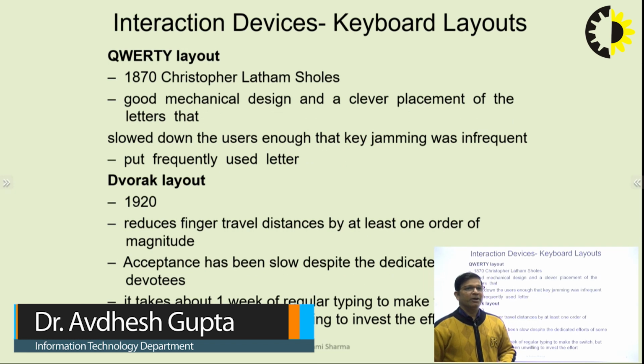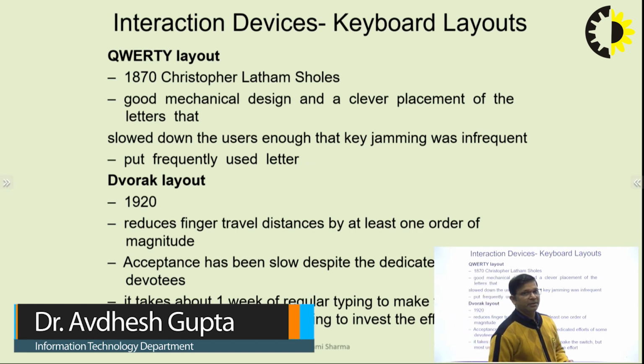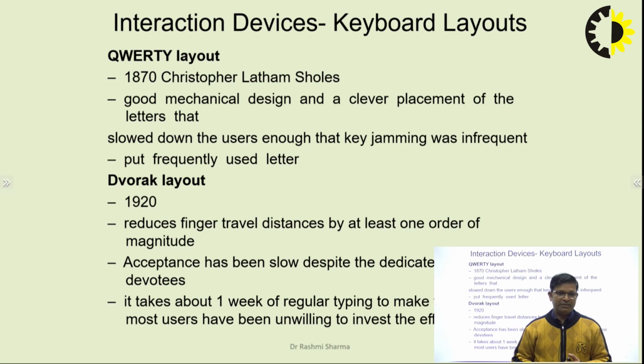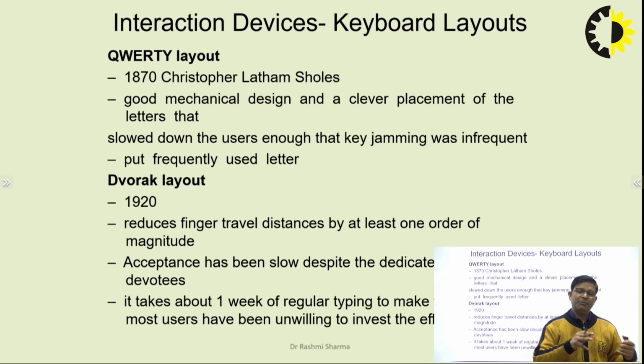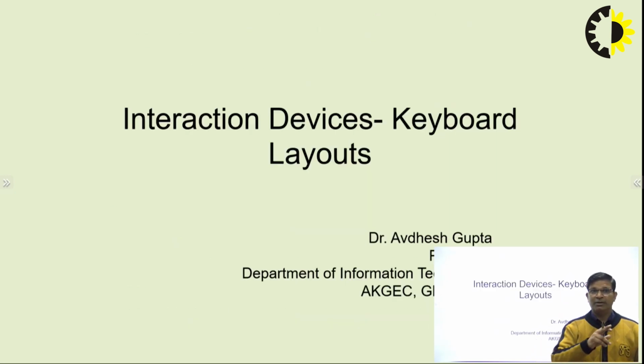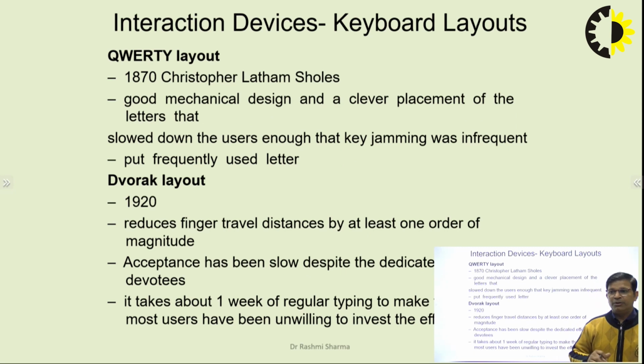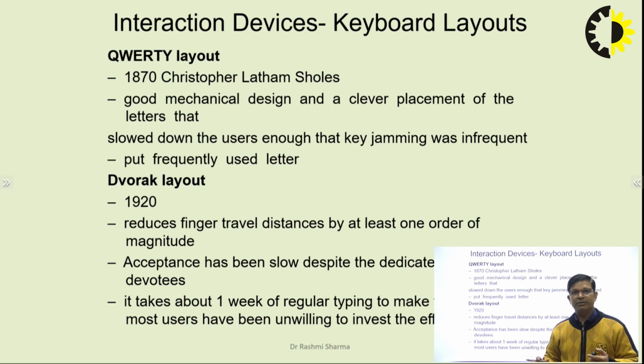Okay, so let's start. Interaction devices. There are different types of interaction devices: input devices and output devices. But today we are discussing keyboards only. For example, input devices include the keyboard, scanner, and web camera. Output devices include the screen and printer. So the discussion is just on keyboards, specifically keyboard layout.